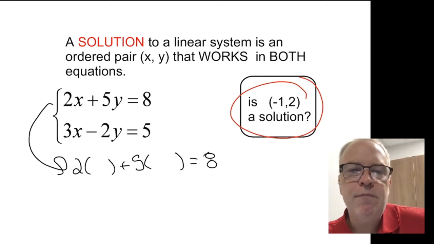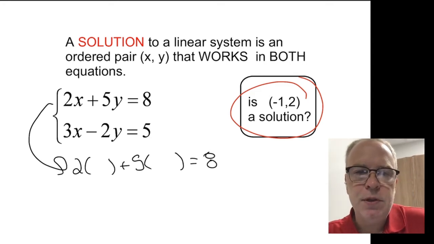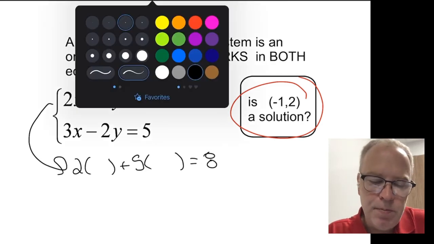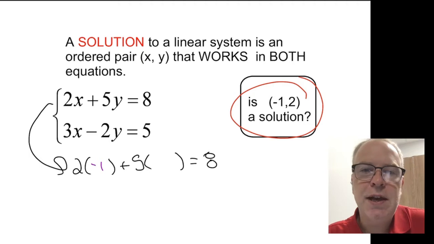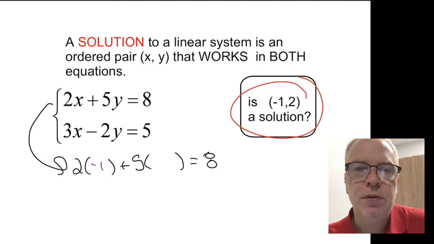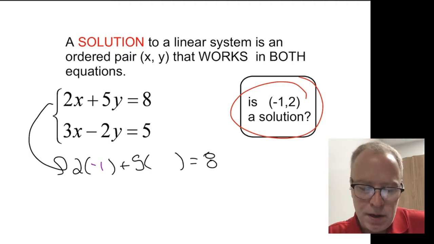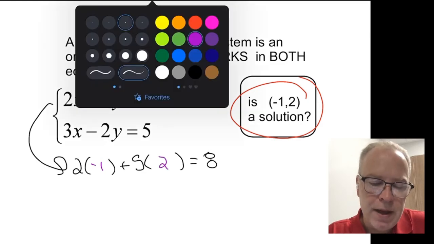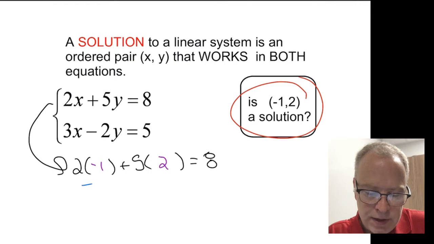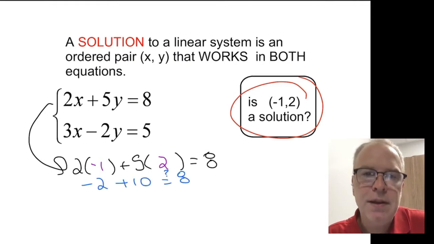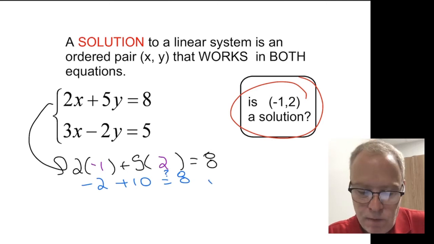So in black, I've put everything that always stays the same, the 2, the 5, and the 8. And then in the parentheses, I'm going to put the x value, which is -1 from this ordered pair that's circled on the right side. And then a 2 in here. Now let's work that out carefully. 2 times -1 is -2 plus 10. Does that equal 8? Does that work? Yep, so far so good.